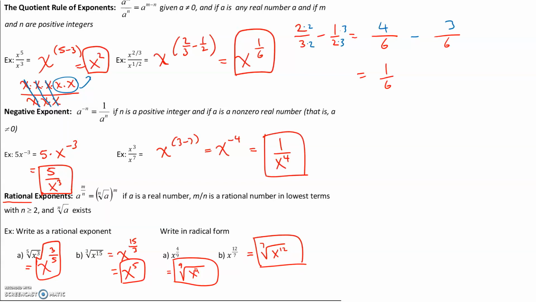Now in the next section, we're going to apply these and do a million examples. And as I said, this is going to be super important in calculus, so we have to make sure that we get a good foundation of this concept, properties of exponents, in college algebra. So the next video will take us through some examples.